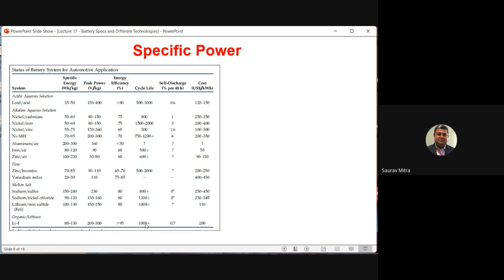Cycle life is 1000 plus. A cycle means charging and discharging. One discharge then charge is called a cycle, or one charge first and discharge next is also called a cycle. So the cycle life is 1000 plus, whereas for the lead acid battery the cycle life is 500 to 1000. So this kind of comparison I can ask.